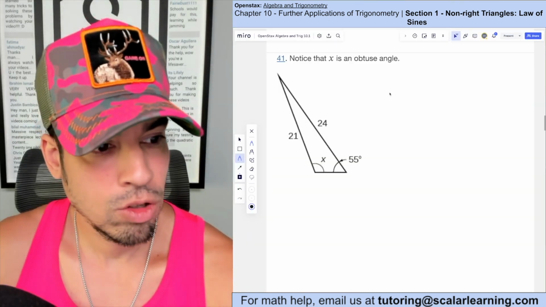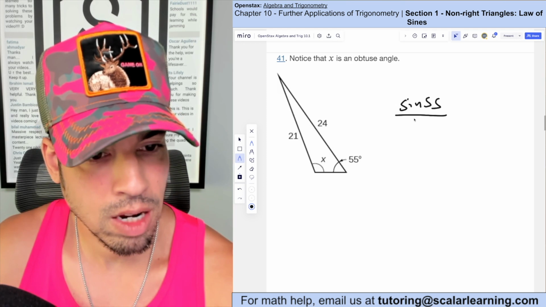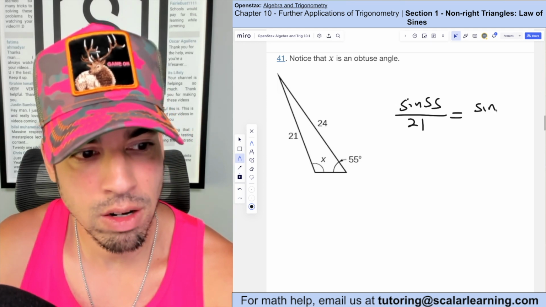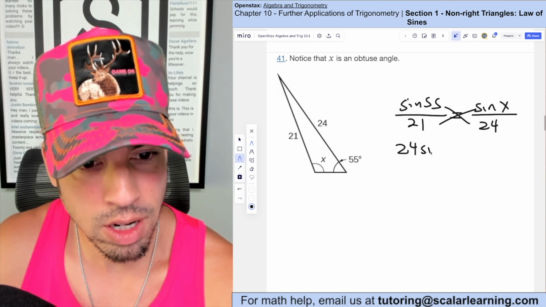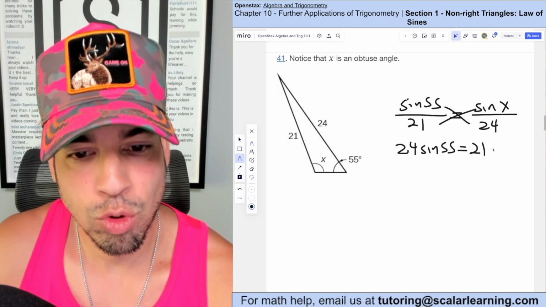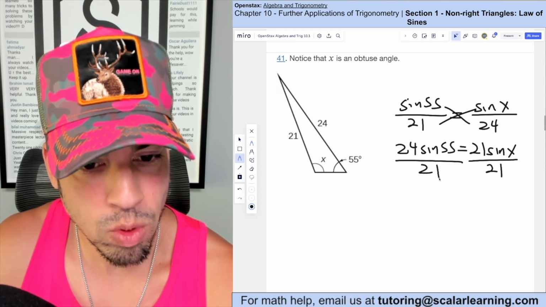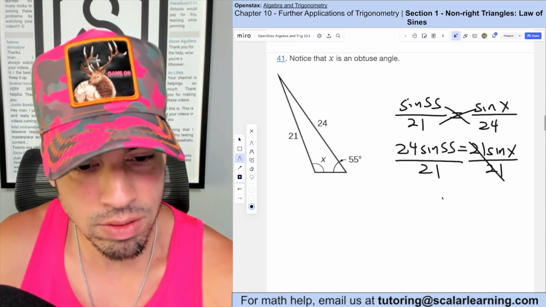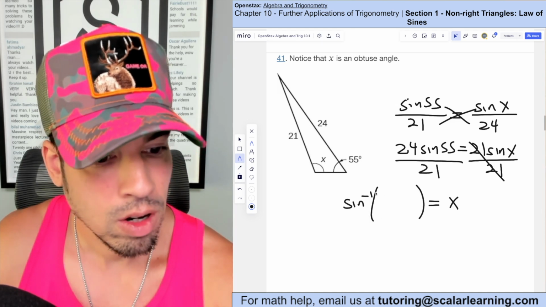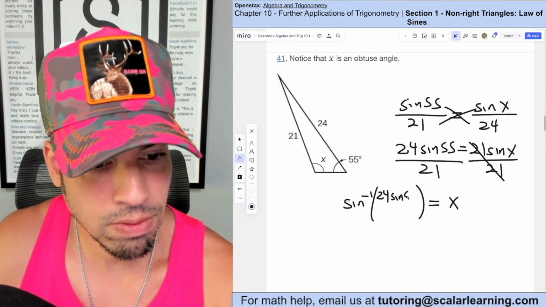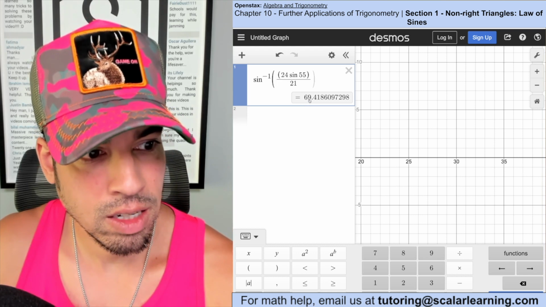Done. So for this one, let's start with law of sines. Again, we got sine of 55 over its opposite side, which is 21, is equal to sine of x over 24. Then we're going to cross multiply like so. We have 24 sine of 55 equal to 21 sine of x. Now to isolate x, we're going to divide both sides by 21, boom. And then to get rid of that sine, we have to take arc sine of both sides. So now x equals arc sine of 24 sine 55 over 21. Let's plug it into Desmos. And so what we end up with is 69.4.